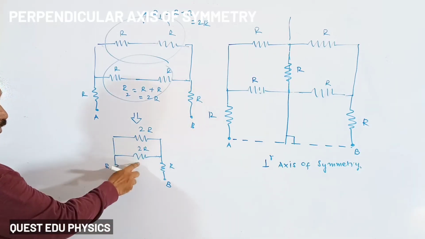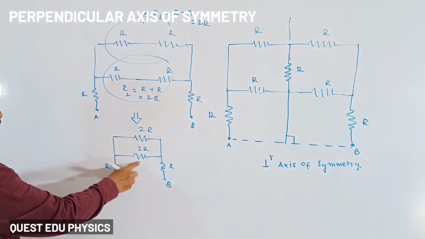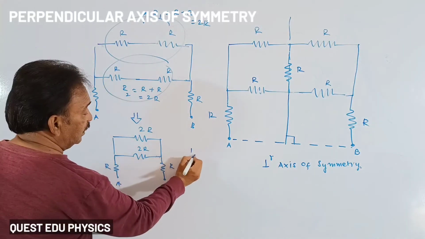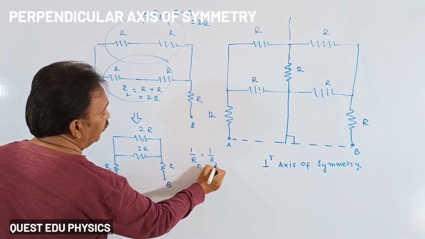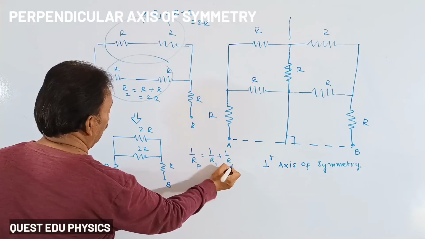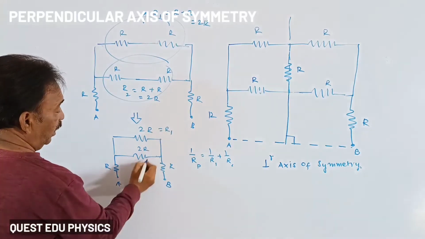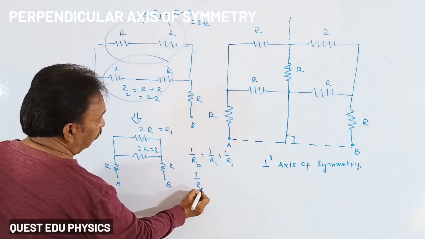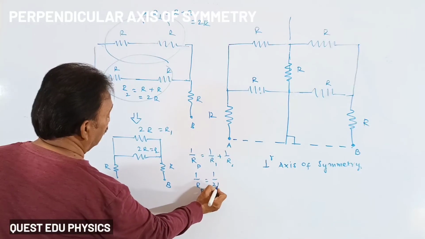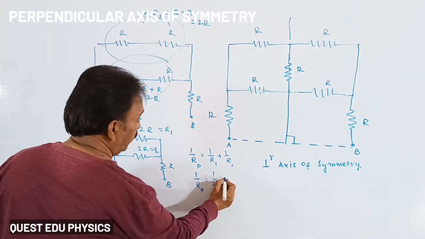These two are parallel to each other. Then you know that the effective resistance is the sum of the reciprocals of individual resistances. If you say it is R1 and it is R2, then R parallel is equal to 1 by 2R plus 1 by 2R.